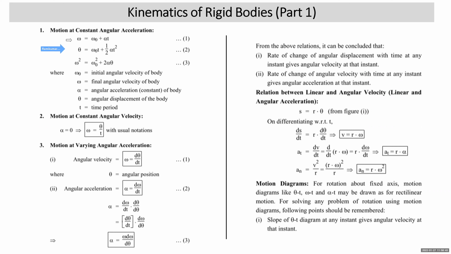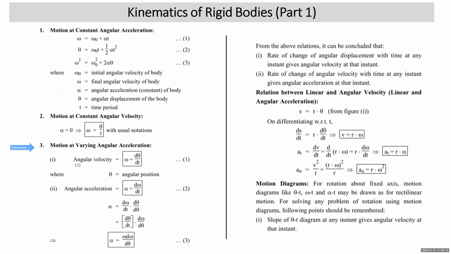The first one is omega is equal to omega naught plus alpha t. Second one, theta is equal to omega naught t plus half alpha t square. Third one is omega square is equal to omega naught square plus 2 alpha theta, where omega naught is the initial angular velocity, omega is the final angular velocity, alpha is the angular acceleration, theta is the angular displacement of the body, t is the time. If rotary motion is at constant angular velocity, then there is only one equation. What is that? Angular velocity is angular displacement upon time, or angular displacement is angular velocity into time.